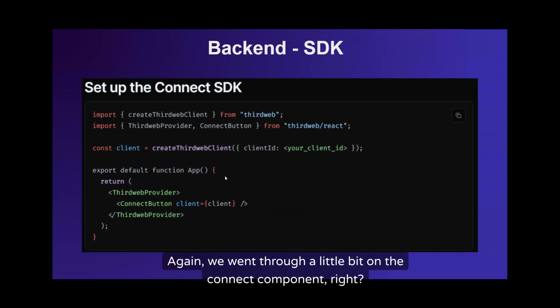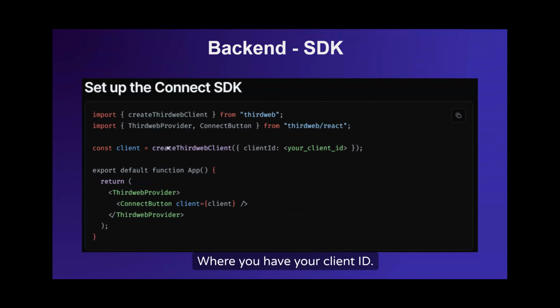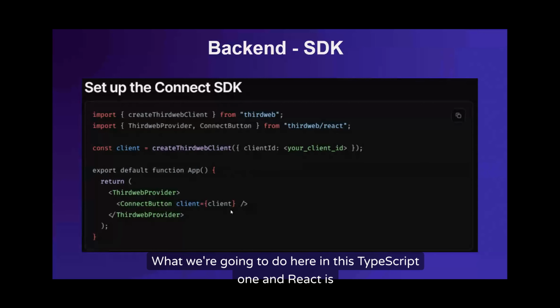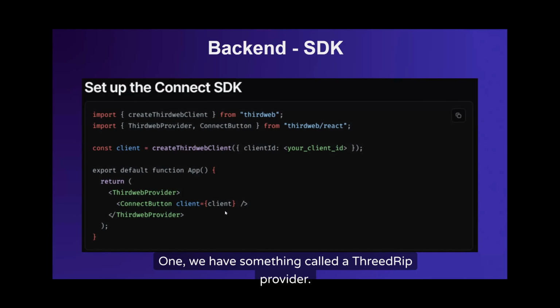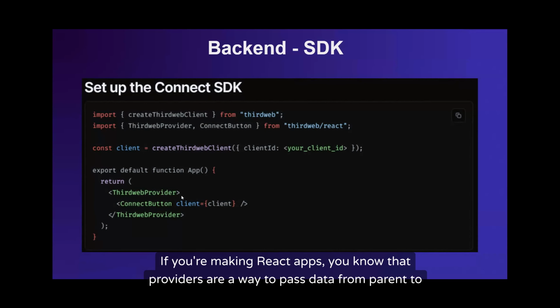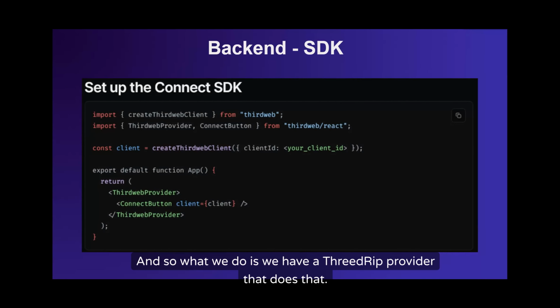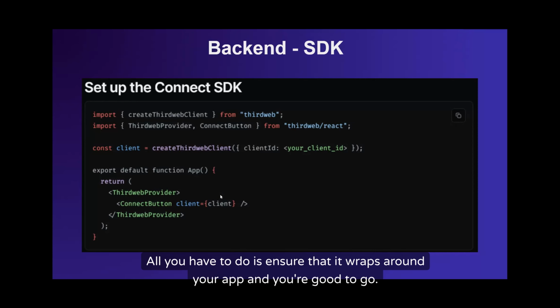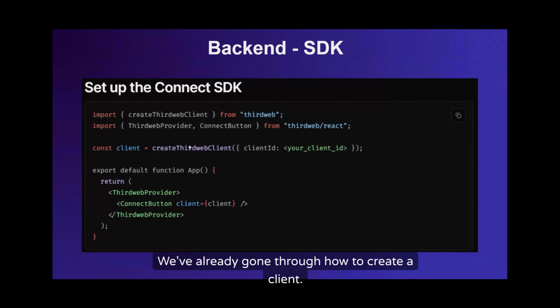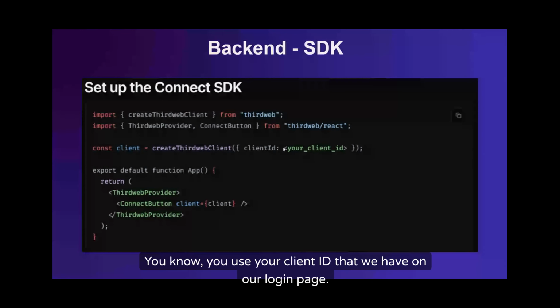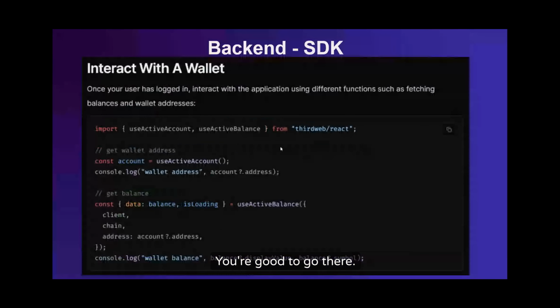Again, we went through a little bit on the connect component, where you have your client ID. What we're going to do here in this TypeScript one and React is make sure of a couple things. One, we have something called a Thirdweb provider. If you're making React apps, you know that providers are a way to pass data from parent to child components. So we have a Thirdweb provider that does that. All you have to do is ensure that it wraps around your app and you're good to go. We've already gone through how to create a client. You use your client ID that we have on our login page. You're good to go there.